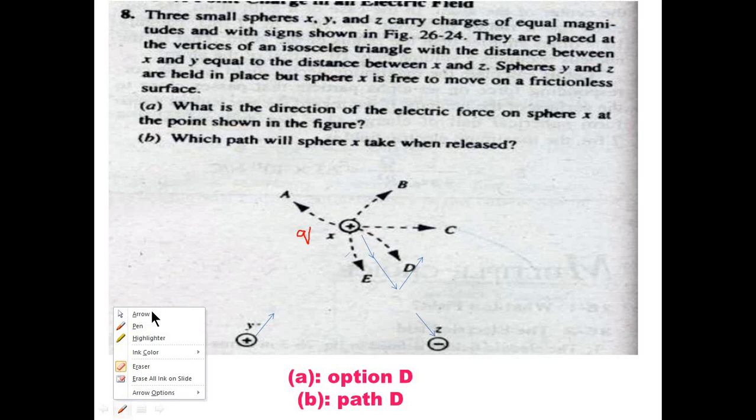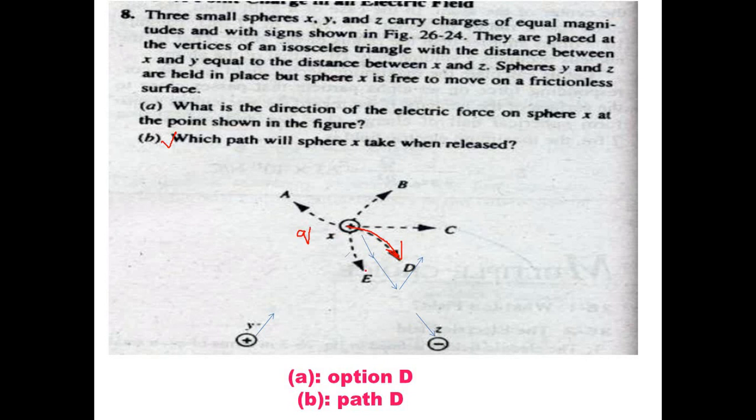The next question is its second part. Which path will sphere x take when released? When it is released, what path could it take? It will take this path. So option D is the correct option here, because there is a positive charge and here is a negative charge, so there is a combined effect of these charges on this plus charge. The negative charge attracts the positive charge, so it will likely move towards this one.